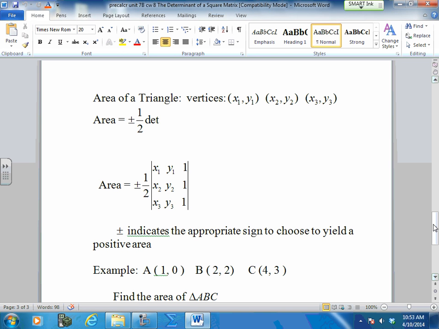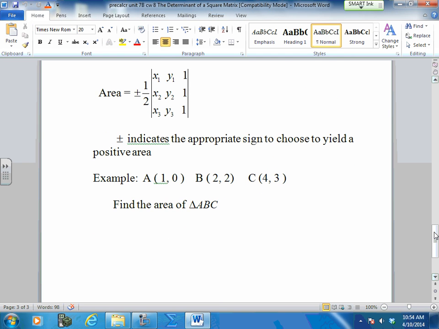Now, the reason it says plus or minus is because your determinant could come out negative. But we can never have a negative area. So therefore, if your determinant is negative, we'll multiply by a negative 1/2 so that we get a positive area. If your determinant is positive, we multiply by the positive 1/2. So we're going to take that formula and we're going to line it up to these. I find the easiest way is to just label these. Just label those like this.